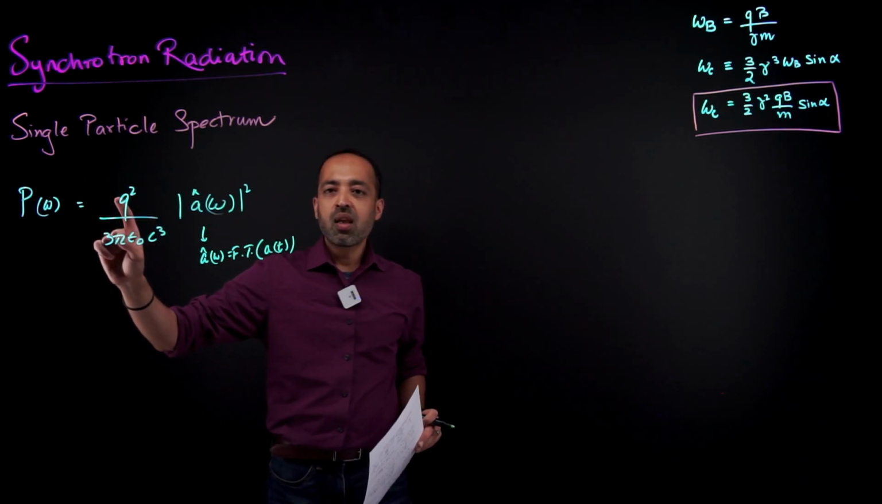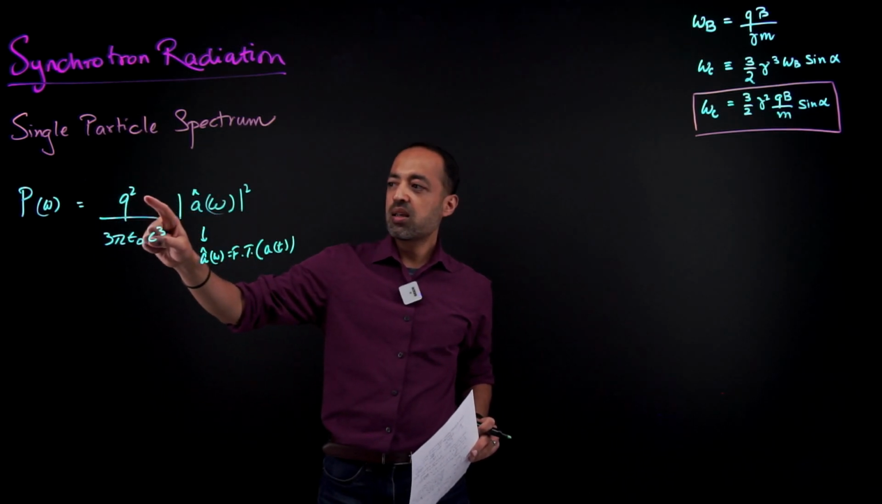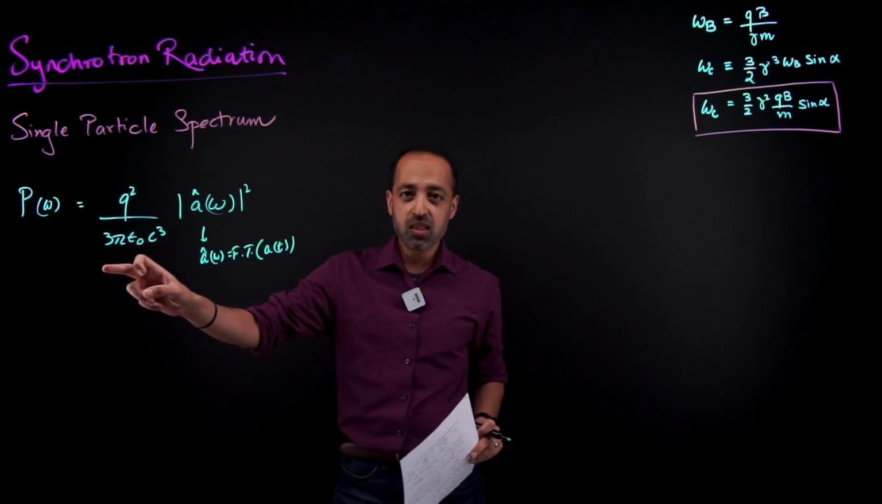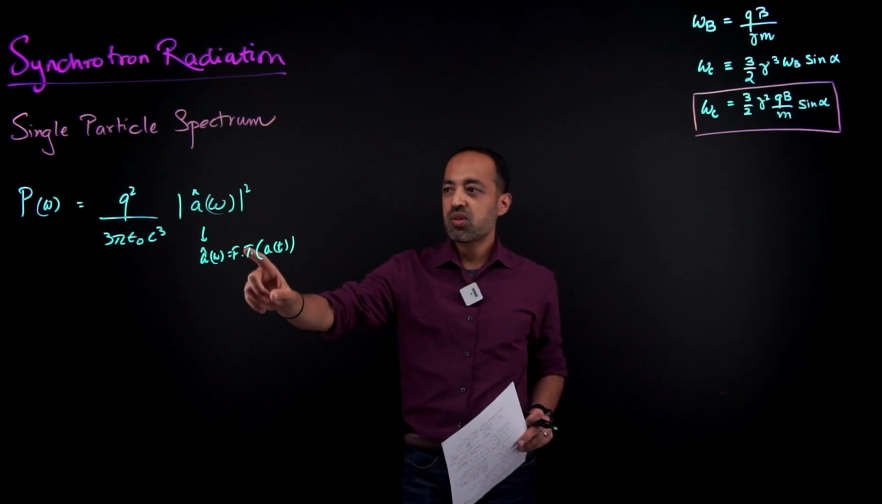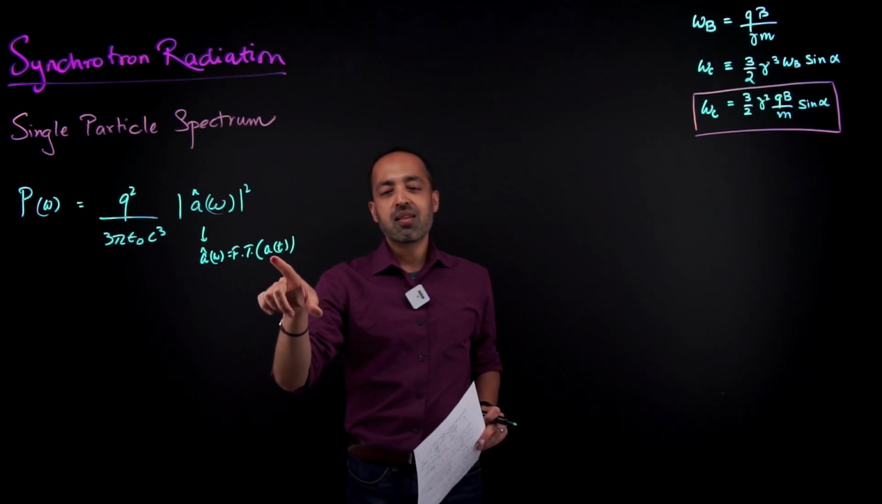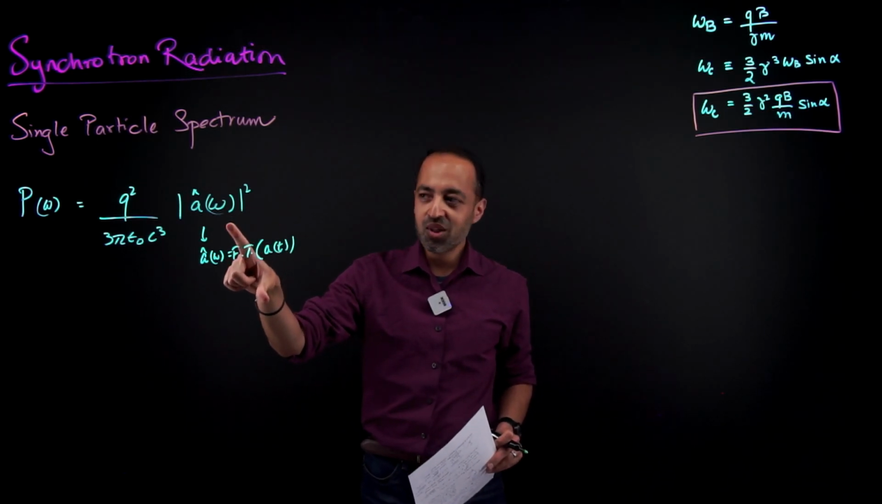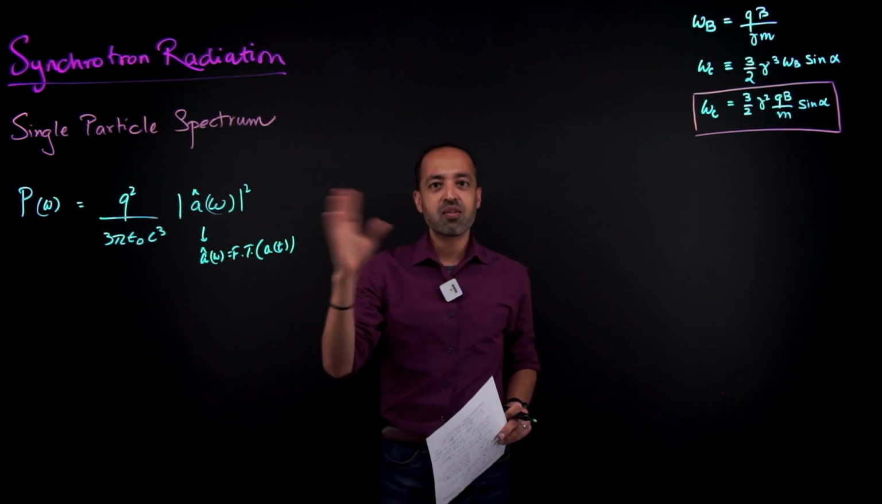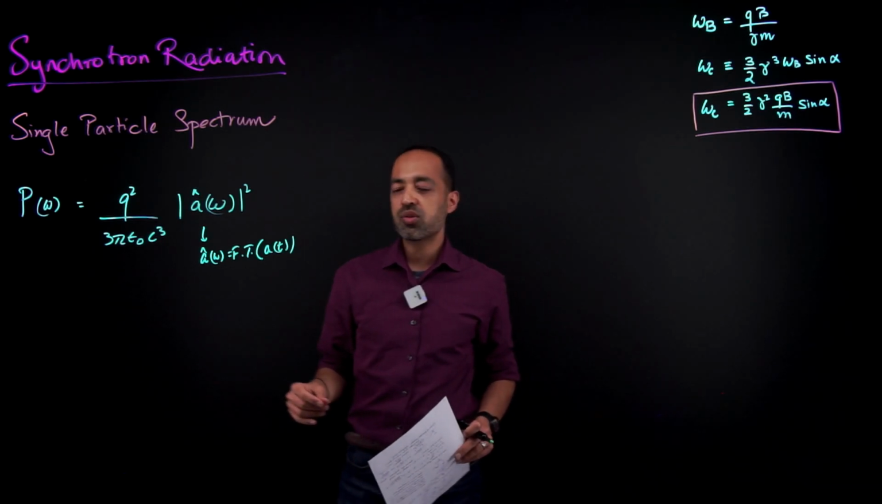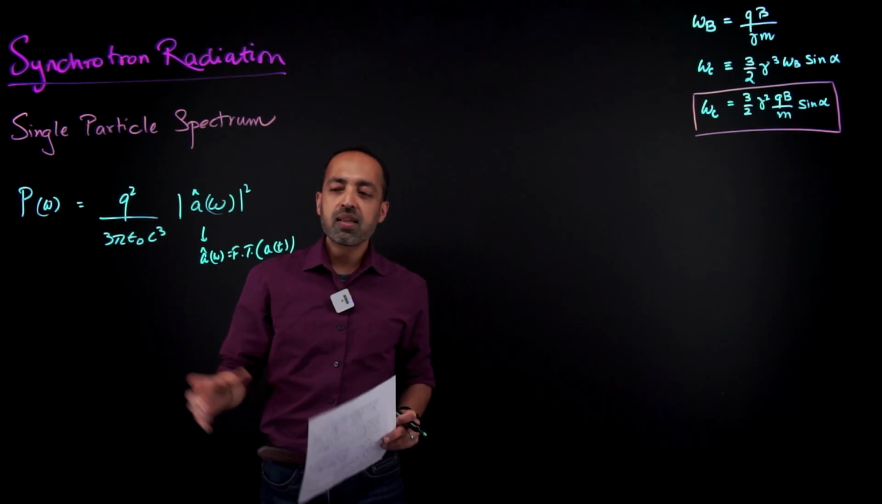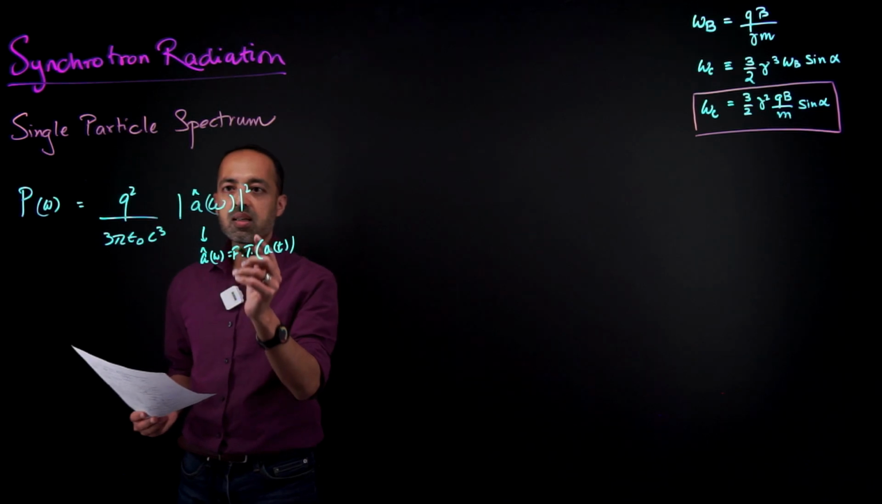And then, remember the original Larmor formula had a q squared over 6 pi epsilon naught c cubed. This is 3 pi, and the reason there's a factor of 2 is because this is a real function, so the Fourier transform is Hermitian, and so when you do this, the positive and negative frequencies, you add those together.